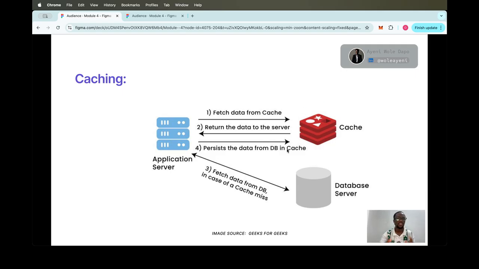What strategy is this? We just discussed the three major types of caching strategy. For my explanation here, what strategy do you think this is? You guessed right. Cache aside strategy.